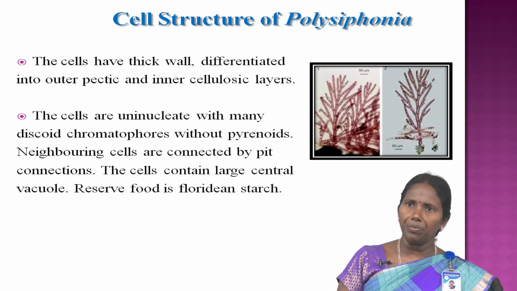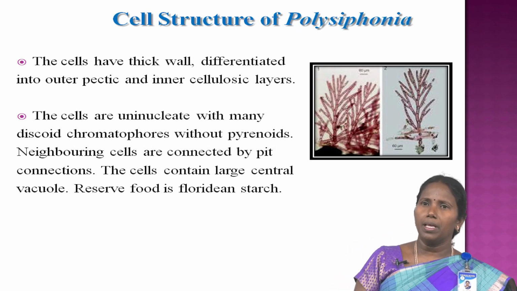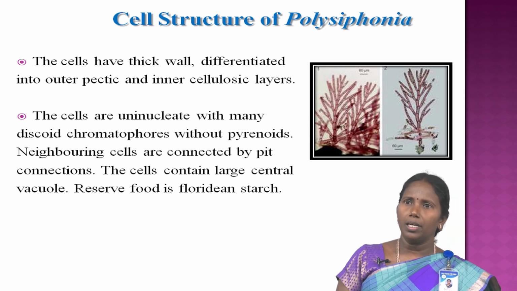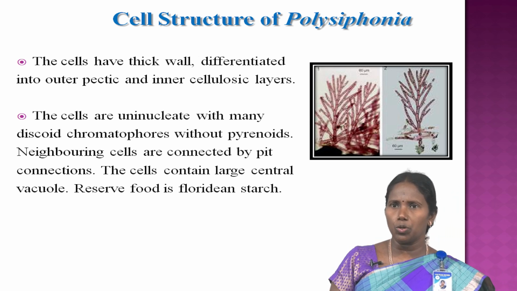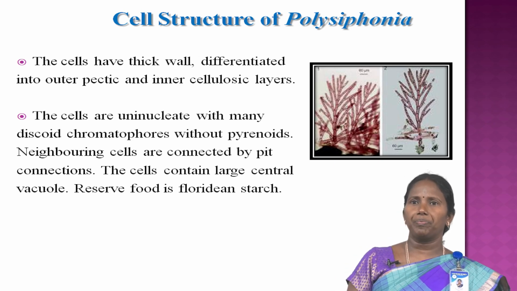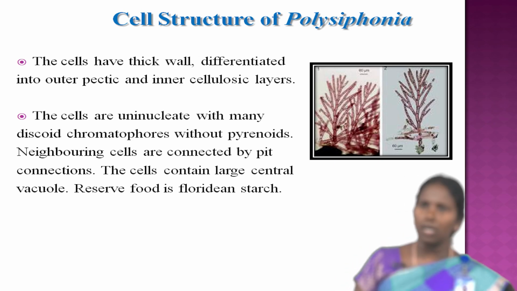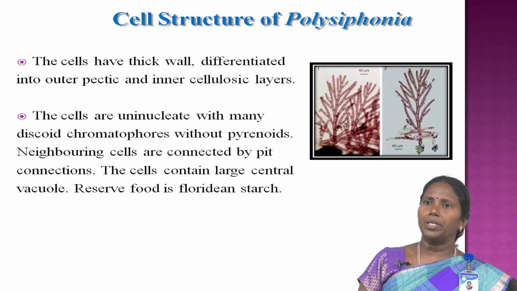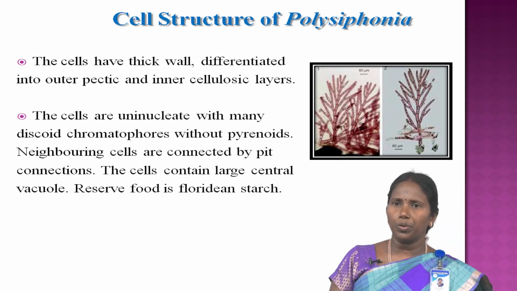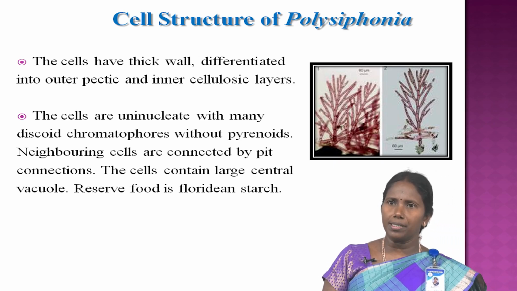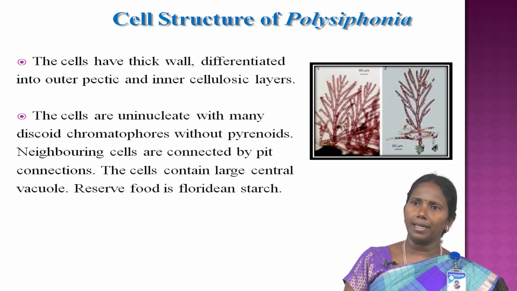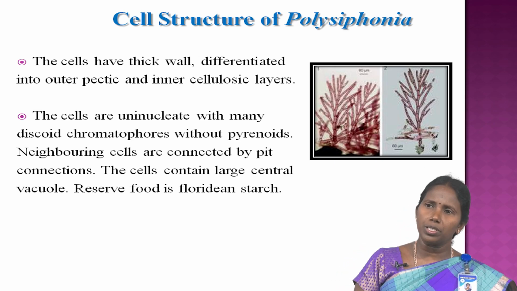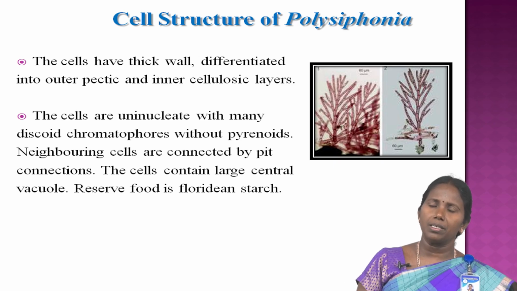Cell structure of Polysiphonia. The cells have a thick wall differentiated into an outer pectic and inner cellulosic layer. The cells are uninucleate with many discoid chromatophores without pyrenoids. Neighboring cells are connected by pit connections. The cells contain large central vacuoles and reserve Floridean starch.